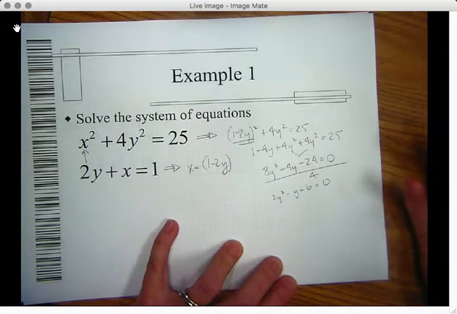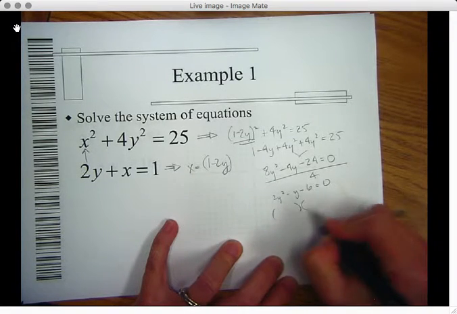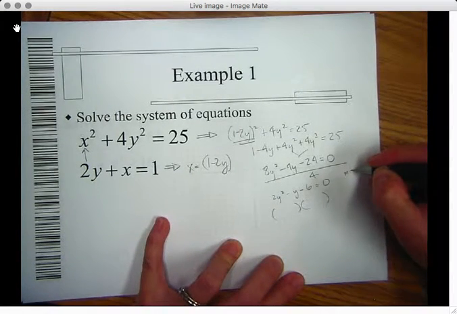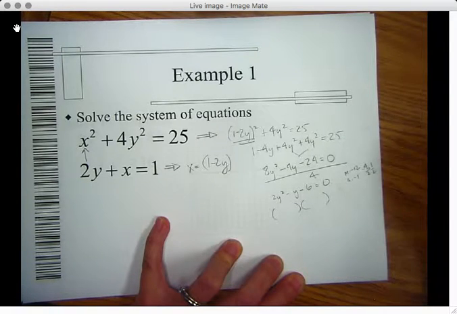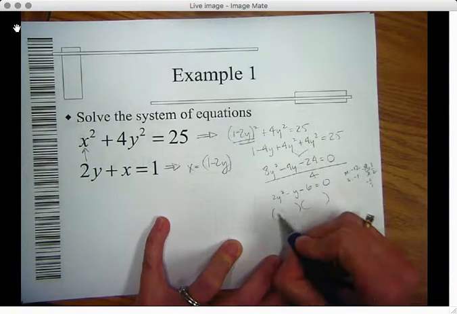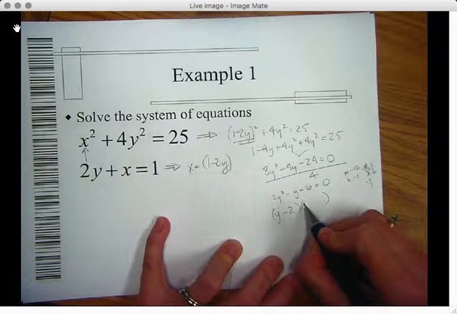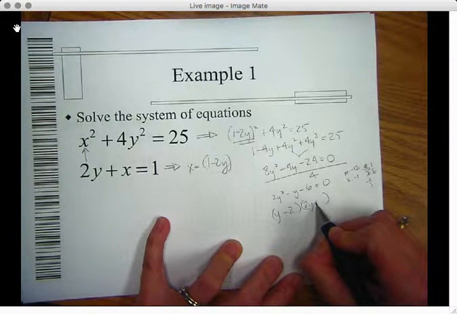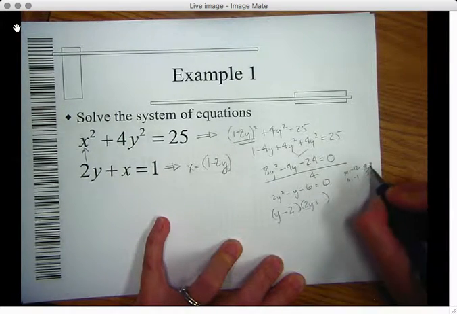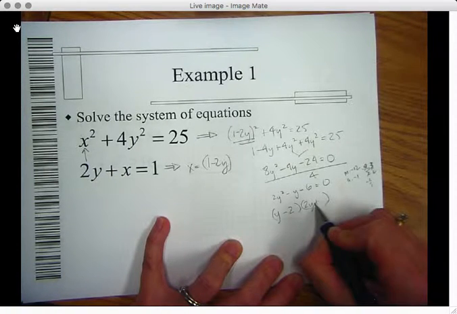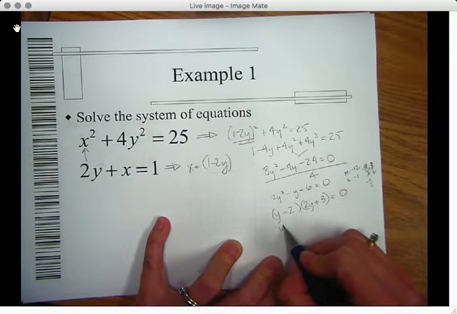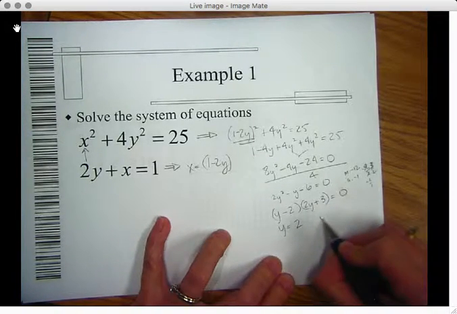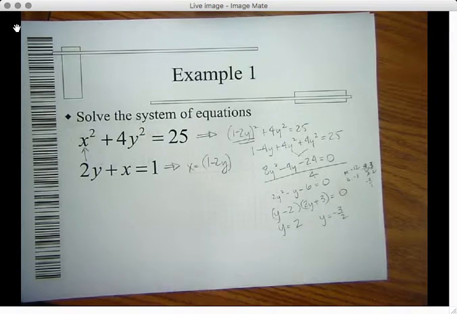Let's see if this factors. I'm looking for numbers that multiply to be negative 12 but add to be negative 1, which is negative 4 and 3. Dividing by the leading coefficient and reducing, I get (y minus 2)(2y plus 3). Don't you love it when you make a mistake in the video? That means I have two separate y values, y equals 2 and y equals negative 3 halves.